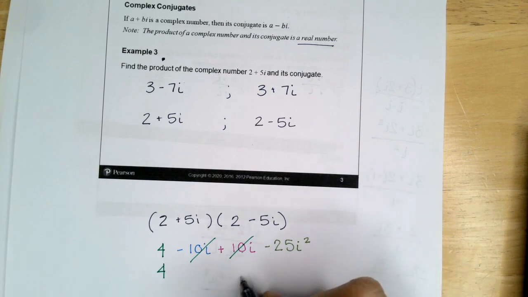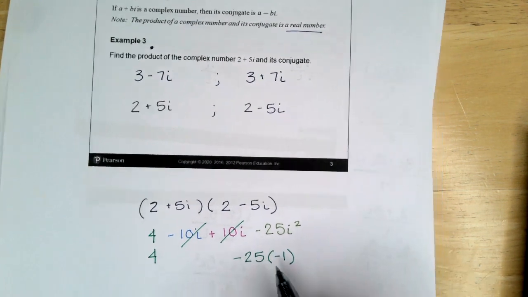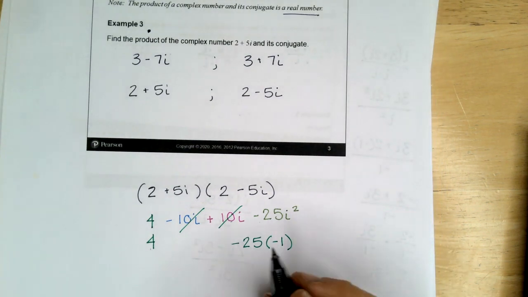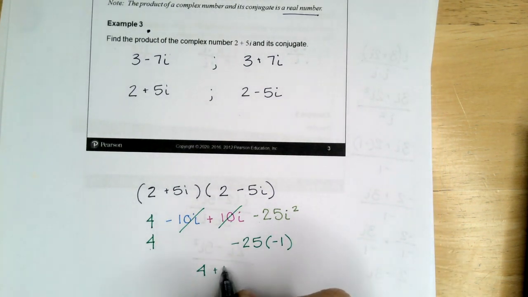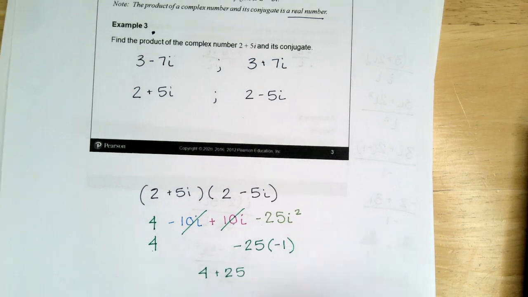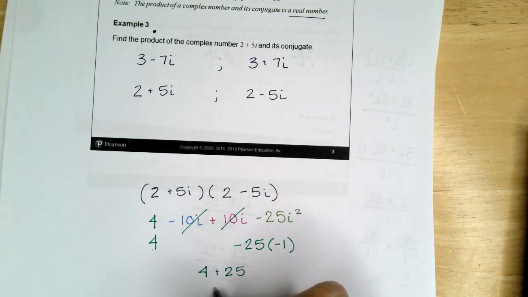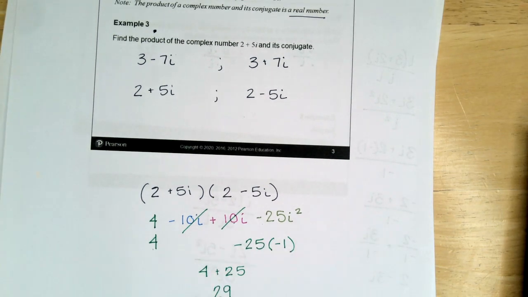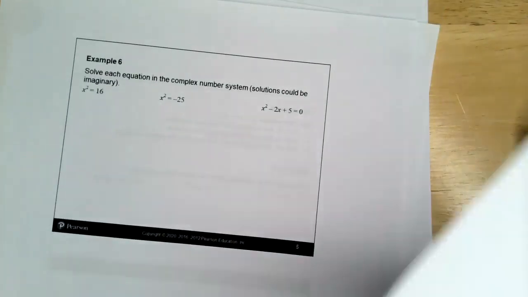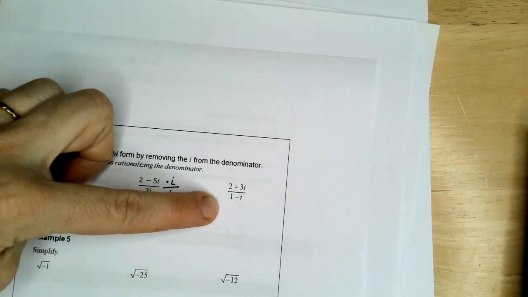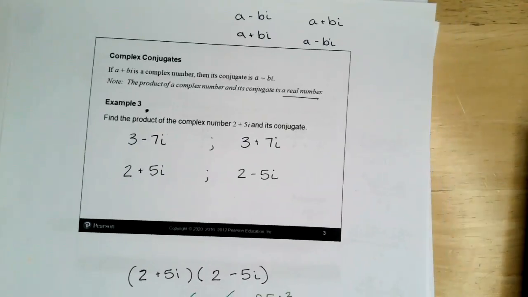Minus 25i squared. Minus 25, and what do we do with i squared? We change it to a negative 1. So now we have 4 minus 25 times negative 1, which is 4 plus 25, because negative 25 times a negative 1 is a positive 25. So that's 29. Good?